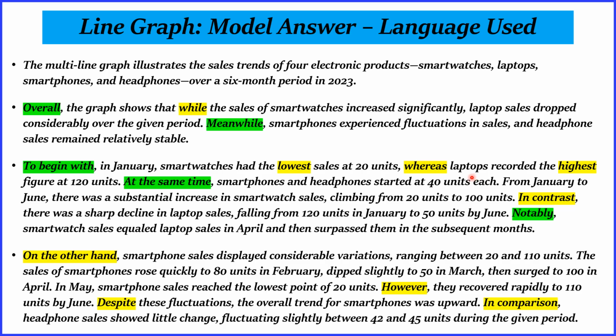Adjectives such as lowest and highest were used to compare values within the dataset. For example, in the sentence, smartwatches had the lowest sales at 20 units, whereas laptops recorded the highest figure at 120 units. These words indicate extremes in comparison.